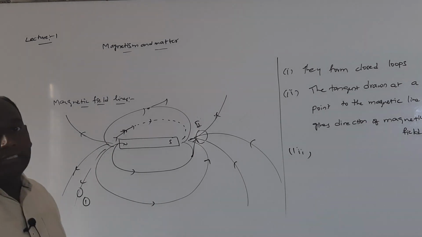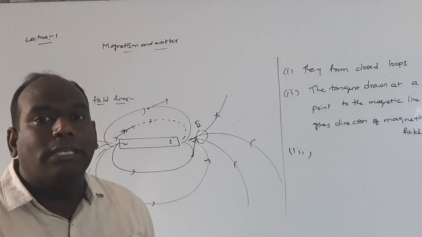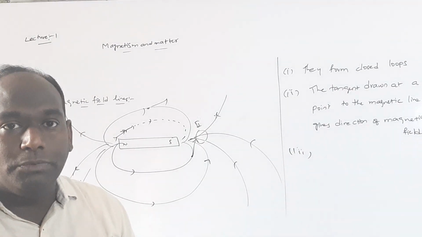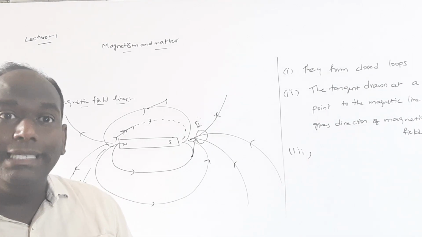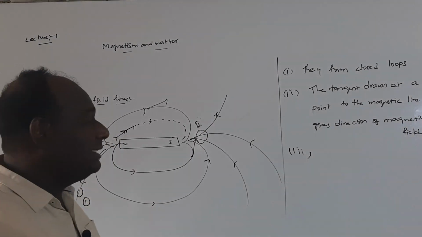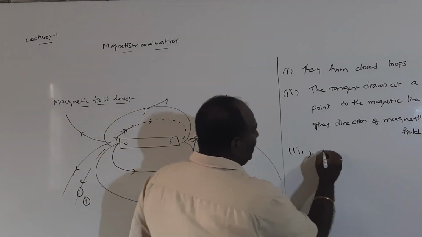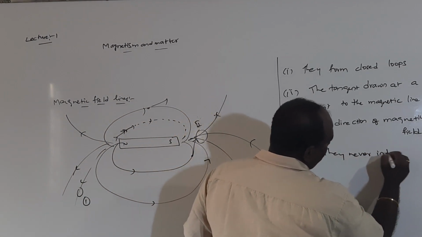Based on the magnetic lines of force, we can say the strength of the magnetic field is more when the number of lines passing through the area is more. If the number of magnetic lines of force passing through a unit area is less, then the magnetic field is less. So it is expressed in terms of flux number, flux density, magnetic flux density. Next, the third point: they never intersect each other.